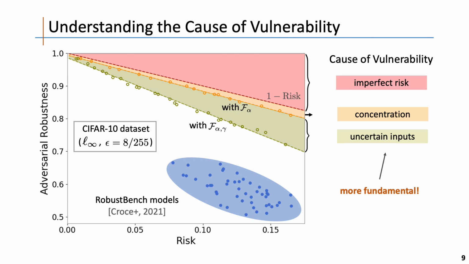Our intrinsic robustness estimates being much lower than prior limits suggests that, compared with the concentration of measure phenomenon, the existence of uncertain inputs may explain more fundamentally the adversarial vulnerability of state-of-the-art robustly trained models.